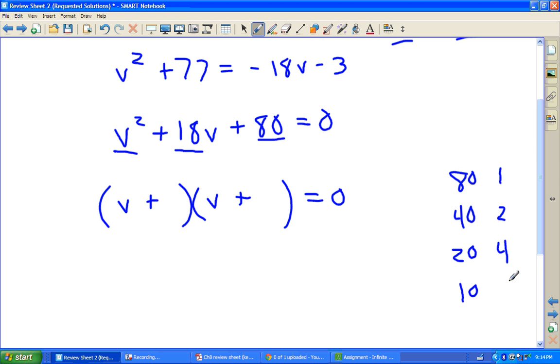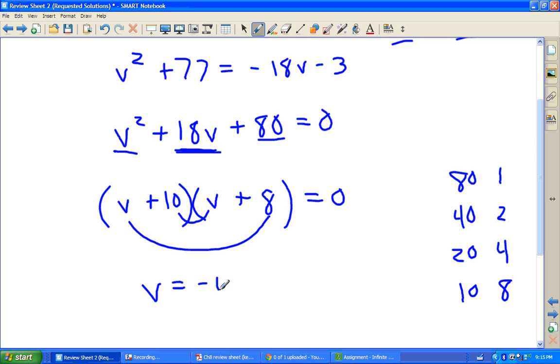Could be 10 and 8. Oh yeah, there we go. Add 10 and 8. And that's how that's going to work, because 10 times 8 is 80. 10v plus 8v will give me plus 18v. So here are my solutions.